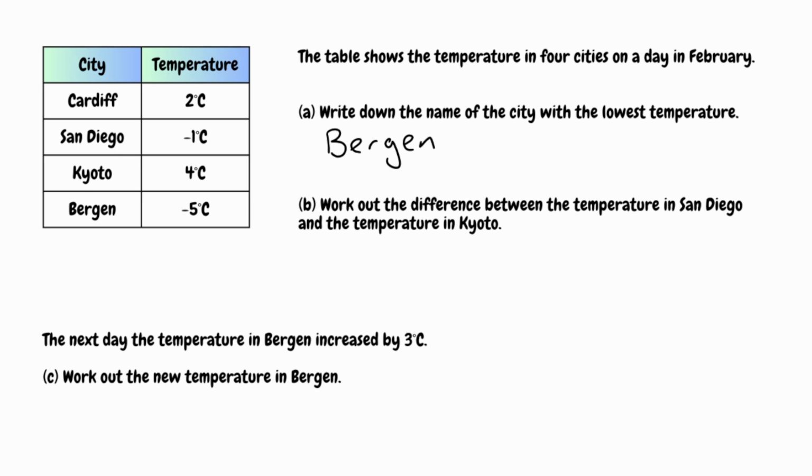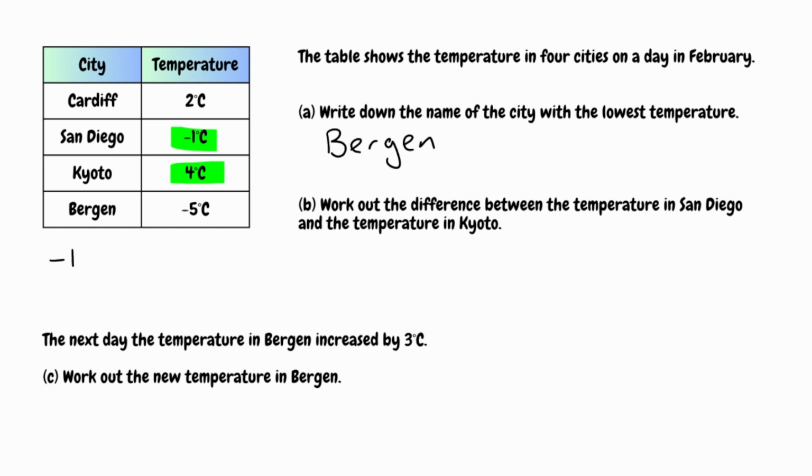Okay, now for part B, we need to work out the difference between the temperature in San Diego and the temperature in Kyoto. Well, we can see the temperature in San Diego is -1 degree Celsius, and the temperature in Kyoto is 4 degrees. So to find the difference in temperature, one way we can do this is count up from the lowest temperature up to the highest. So the lowest temperature being San Diego at -1.